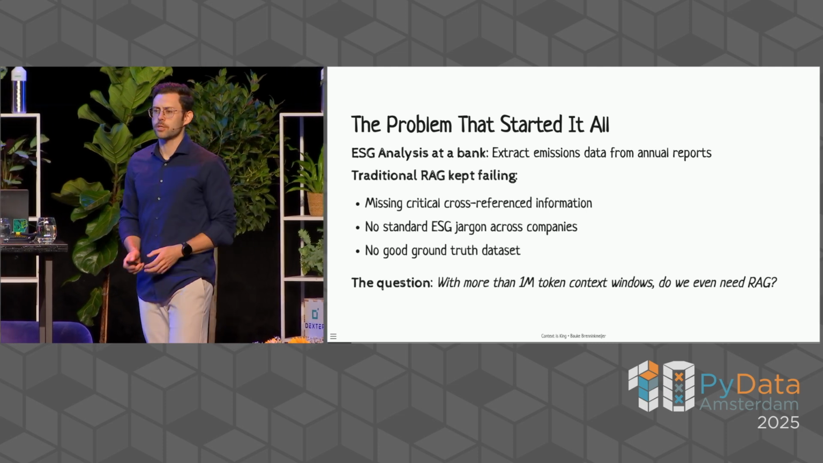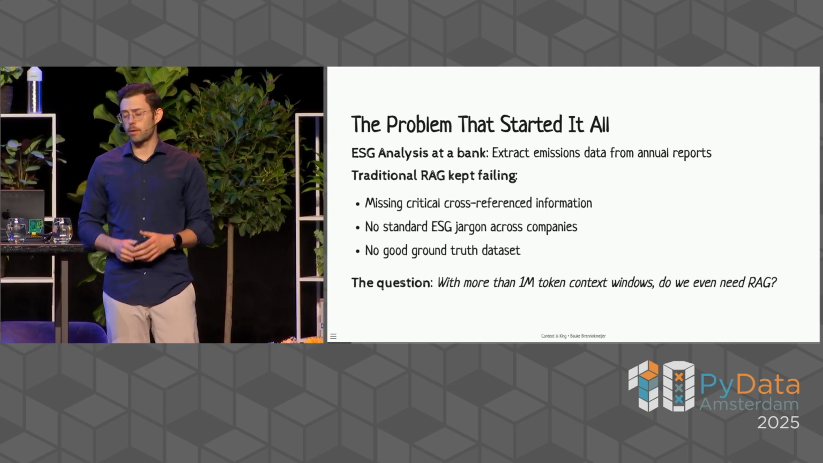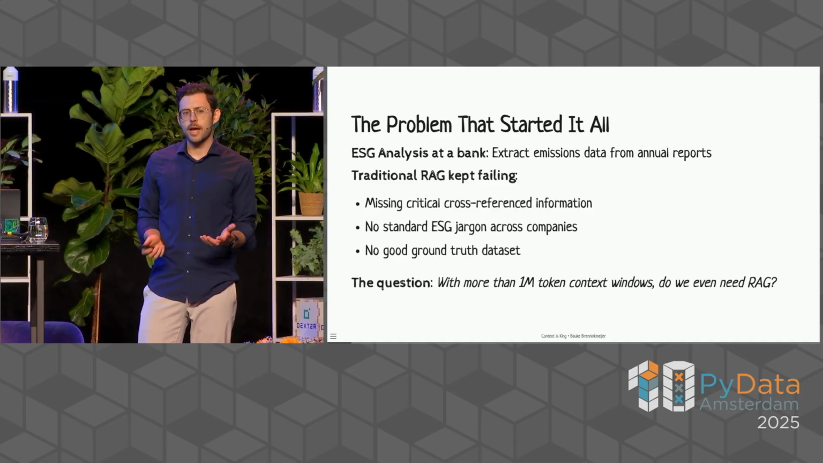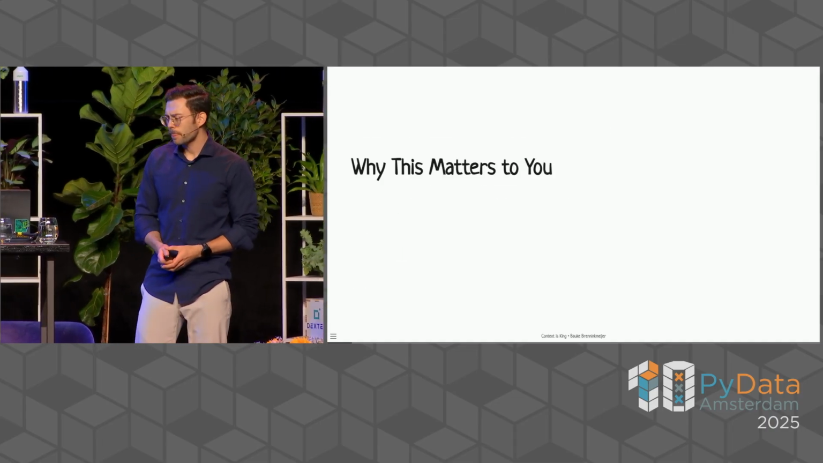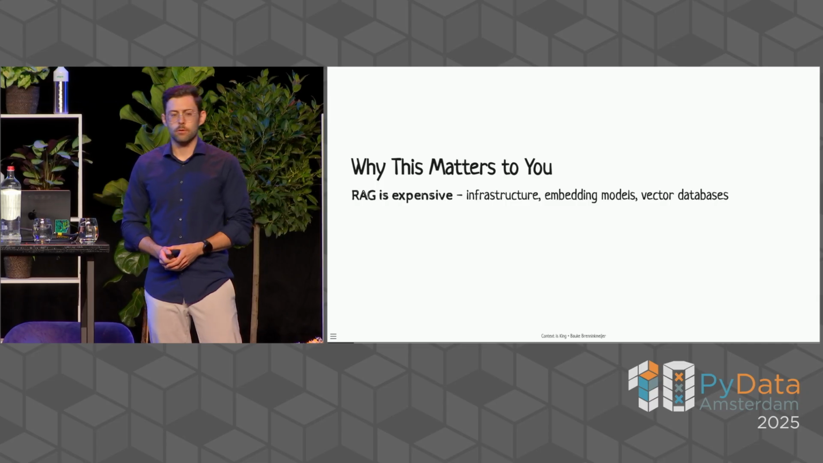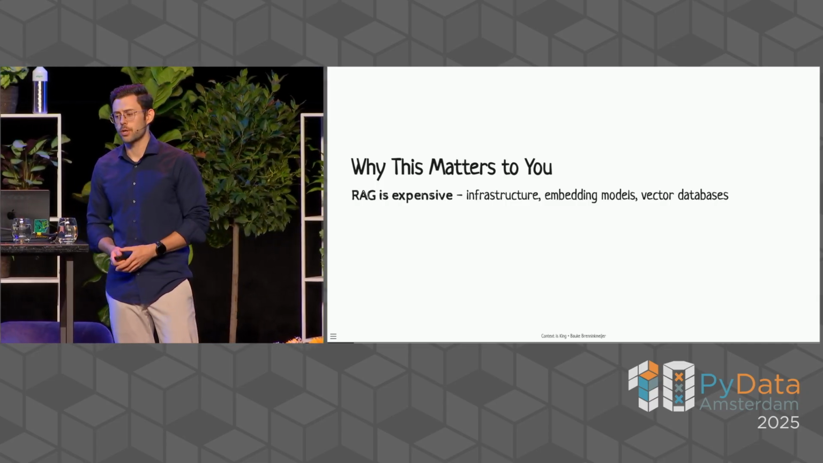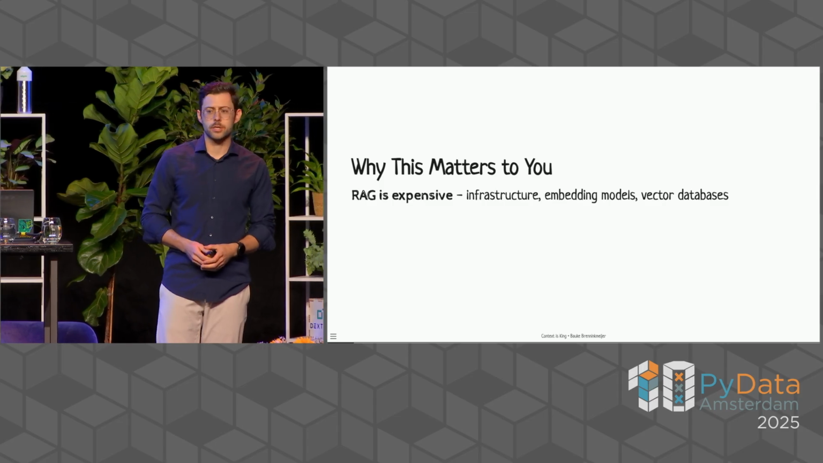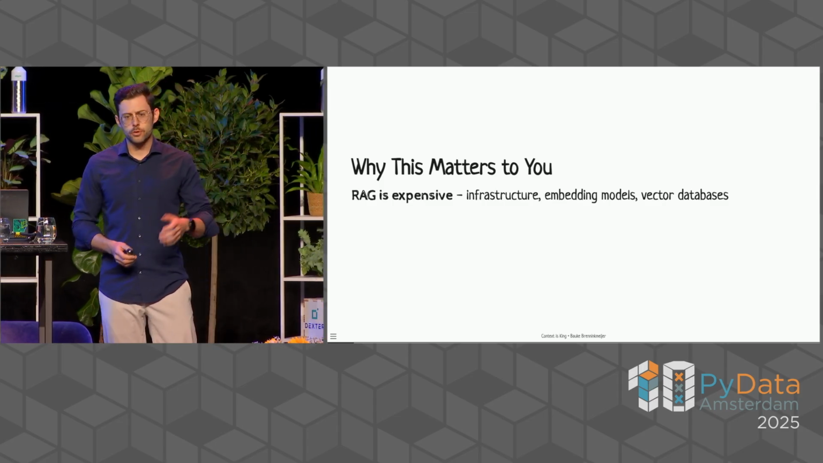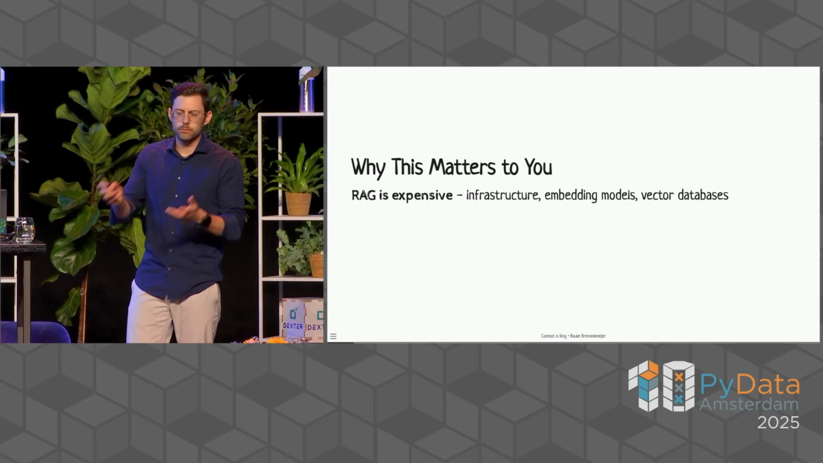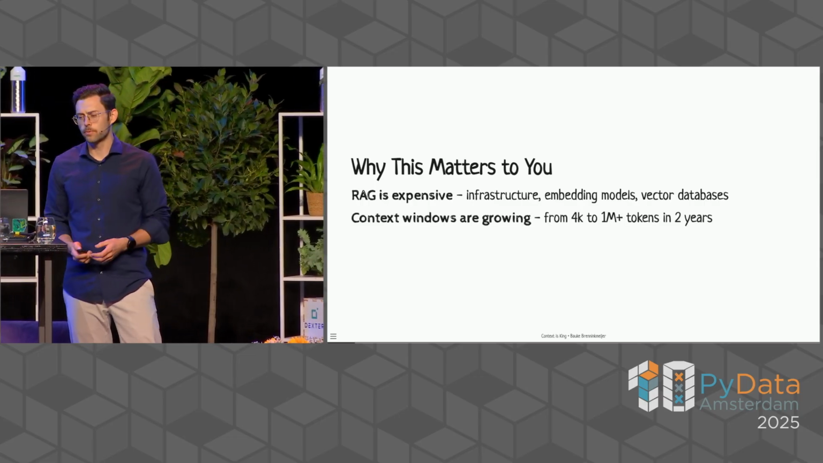So the question was, with these long context models getting more popular, more diverse, do we even need RAG anymore? So why does this matter to you? Well, RAG is quite expensive. It's not a free solution. You need infrastructure, embedding models, vector databases, and on top of that, it requires a lot of specialized knowledge, whereas a long context window is very easy. You dump it in, it works.